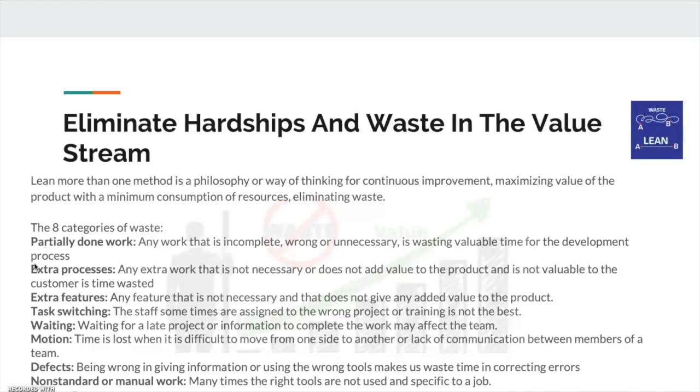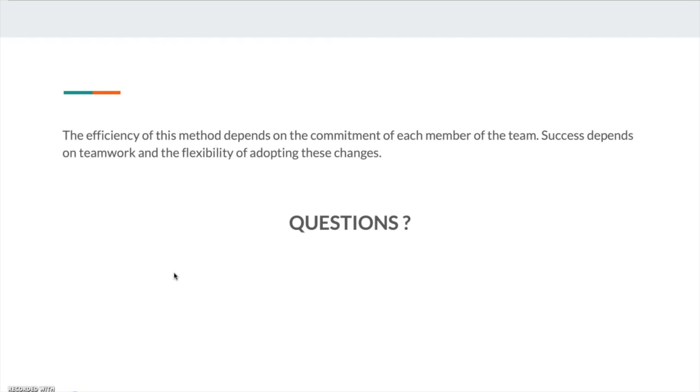By identifying these wastes and working as a team to eliminate these bad practices, we will maximize the value of the product in an efficient way for the benefit of the company and the customer. The efficiency of this method depends on the commitment of each member of the team. Success depends on teamwork and the flexibility to adapt to this change.